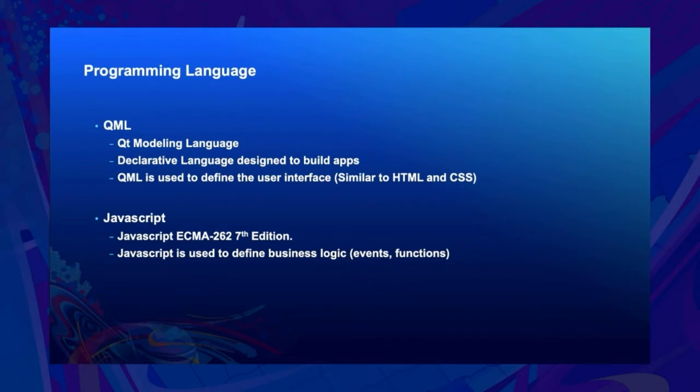Before I begin, I want to talk about the programming language that is being used to create AppStudio apps. It is QML, Qt Meta Language. It is a declarative language designed to build apps. QML is used for user interface, same as HTML and CSS if we were to compare it with web development. And we use JavaScript for business logic like events and functions. We are using JavaScript ECMA 2627 edition.